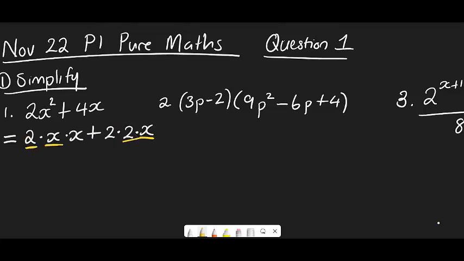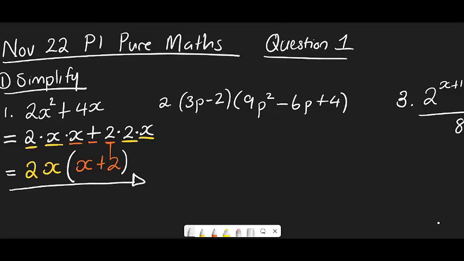So next up, I'm going to remove the 2x. So the 2x I'm taking out. This is the yellow 2x, and I'm taking it outside, and I'm going to make a bracket. And in my first term, I have left x plus 2 in my second term, and that ends up being my final answer. So this simplified becomes 2x open bracket x plus 2.